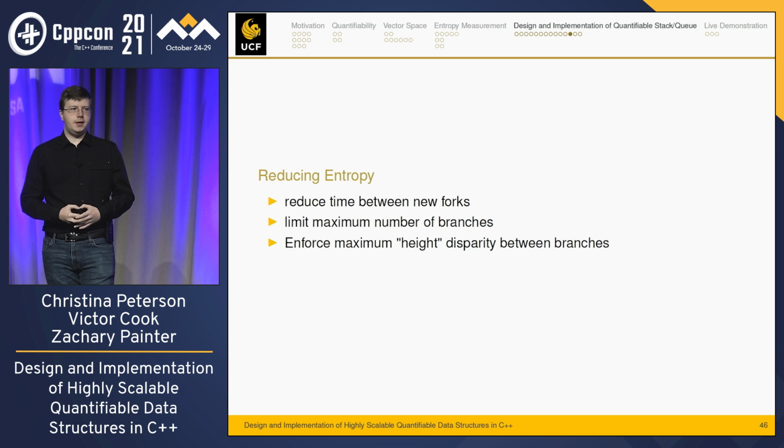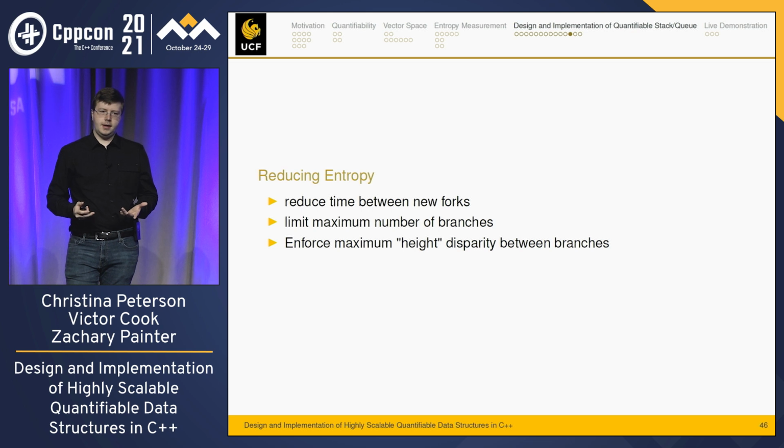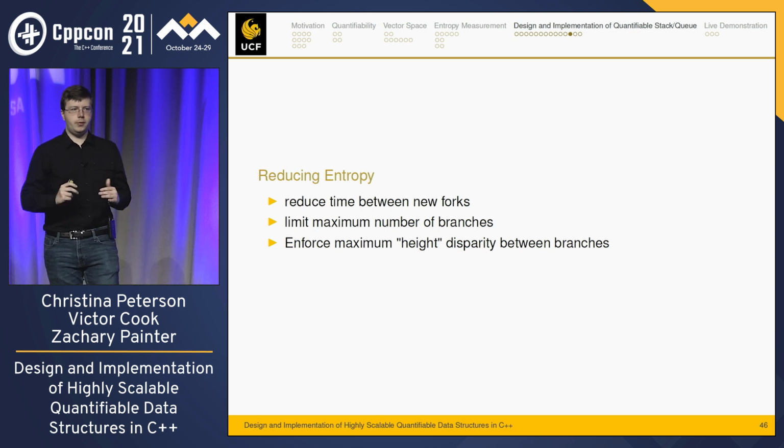So obviously, entropy is a big part of this. We're talking about reducing entropy because it would be possible to create a quantifiable data structure that has maximum entropy, and we don't want to do that. We want to make sure that we're making these trade-offs for performance.